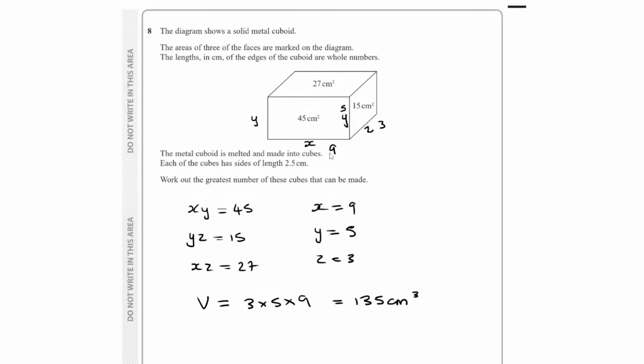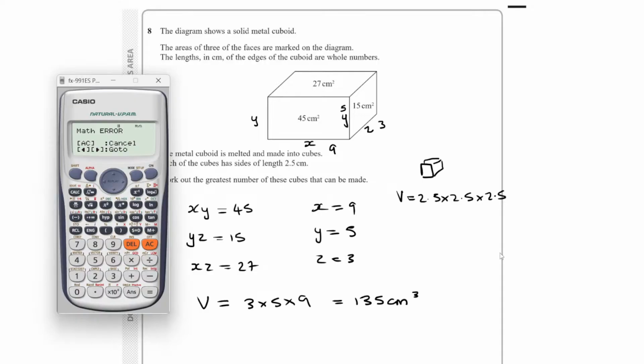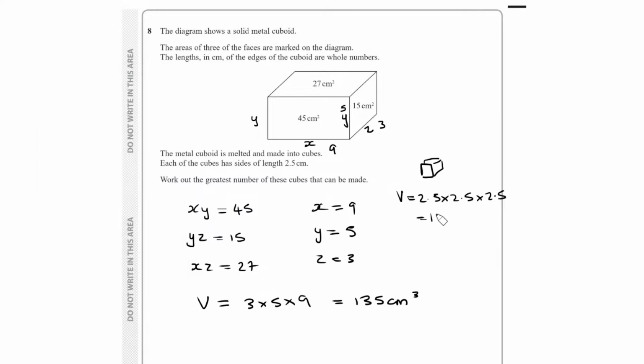They've melted it down though, so we're not worried about the shape of it. Each cube has side 2.5 centimeters. So the volume of the cube would be 2.5 times 2.5 times 2.5, wouldn't it? So work that out as well. There's not a specific formula if that's what you're asking. It's just kind of figuring it out, obviously using volume. 2.5 times 2.5 is 6.25, times 2.5, which is 15.625.